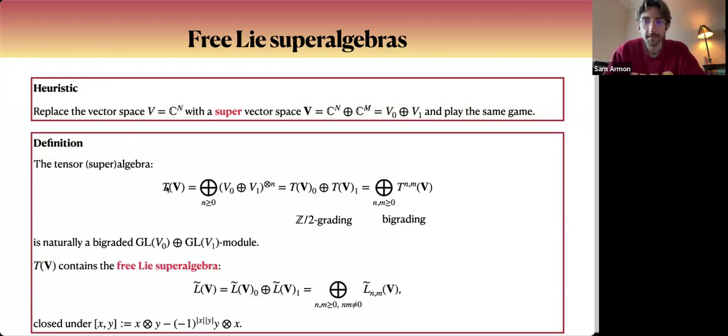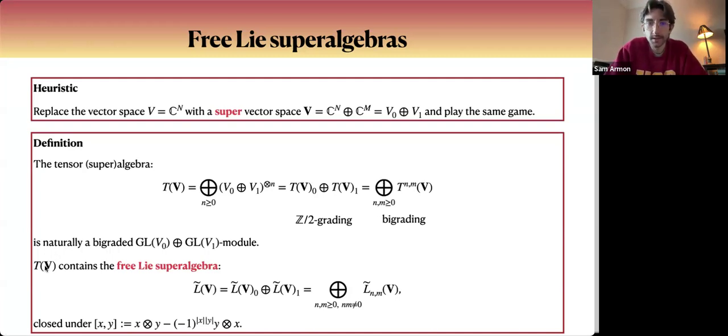Okay, so just as before, I have my super vector space. I can form its tensor algebra. Again, this consists of words spanned by words in my vector space. It has a Z2 grading, which won't be super important to us, but it does also have a bigrading. So this T to the NM consists of all of the words with exactly N letters from my even component and exactly M letters from my odd component.